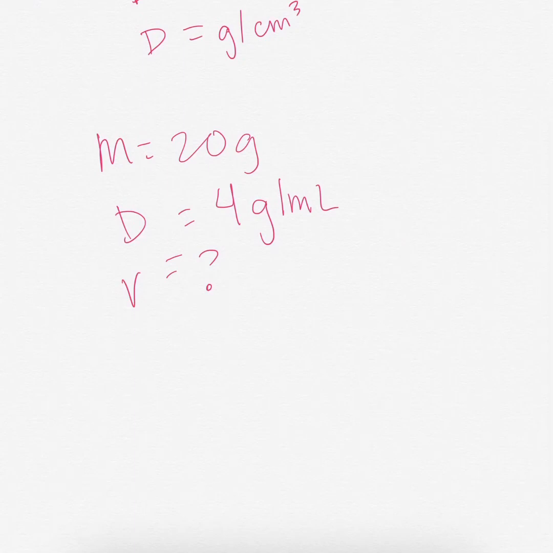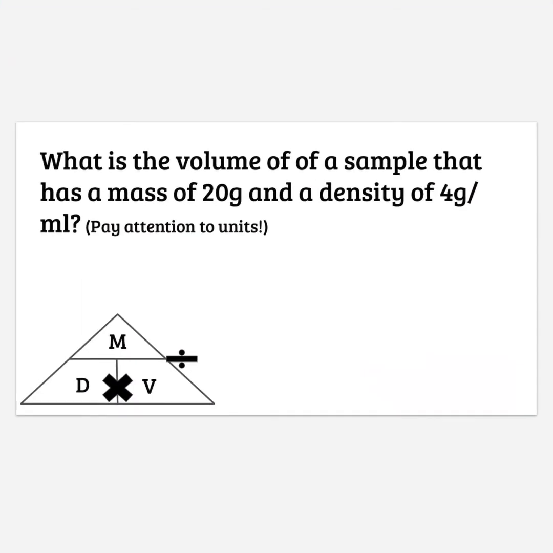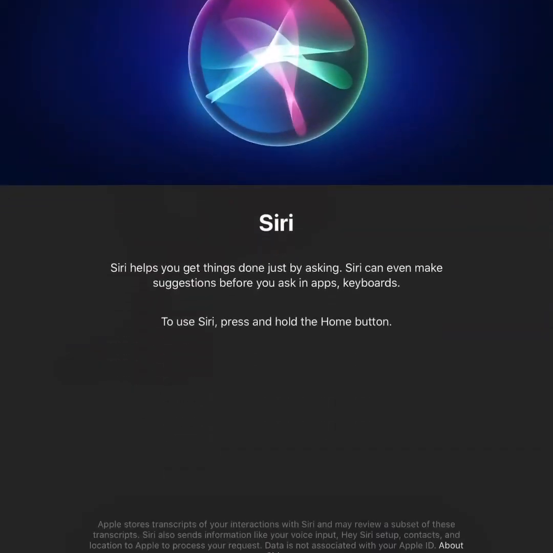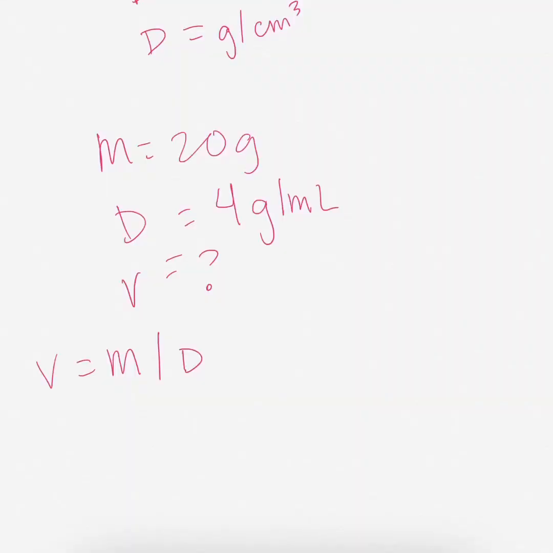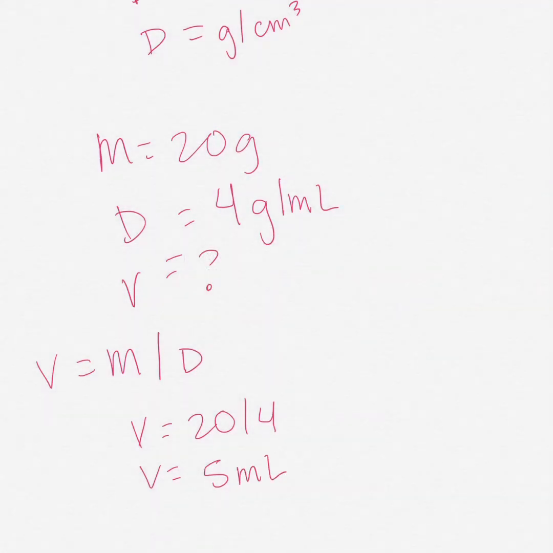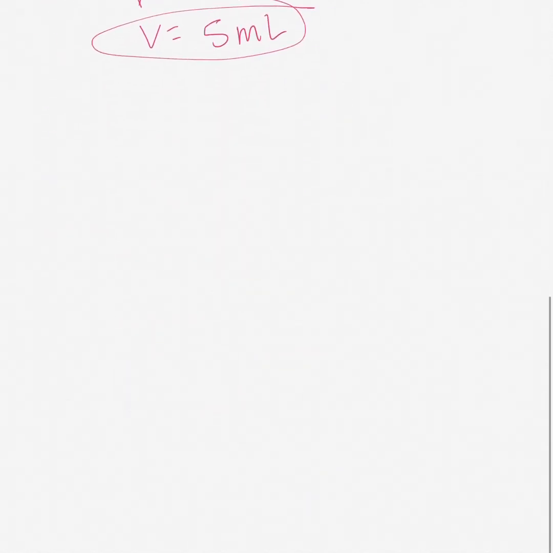So if I look at my little triangle, it gives you the equation. We're looking for volume. So mass divided by density will give me the volume. Mass divided by density equals volume. So 20 divided by 4 equals 5. So your volume is 5 milliliters. All right, let's do one more example.